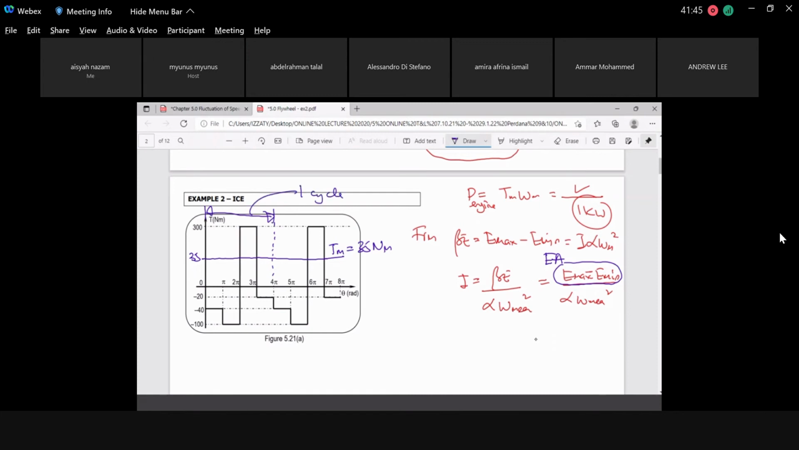So you will have new areas below and above the mean. This is a new area for energy analysis. We have another one at the top, and this one will be at the bottom. So these are for energy analysis. Any question? Easy, right? It's not very difficult. Of course, you need to practice.